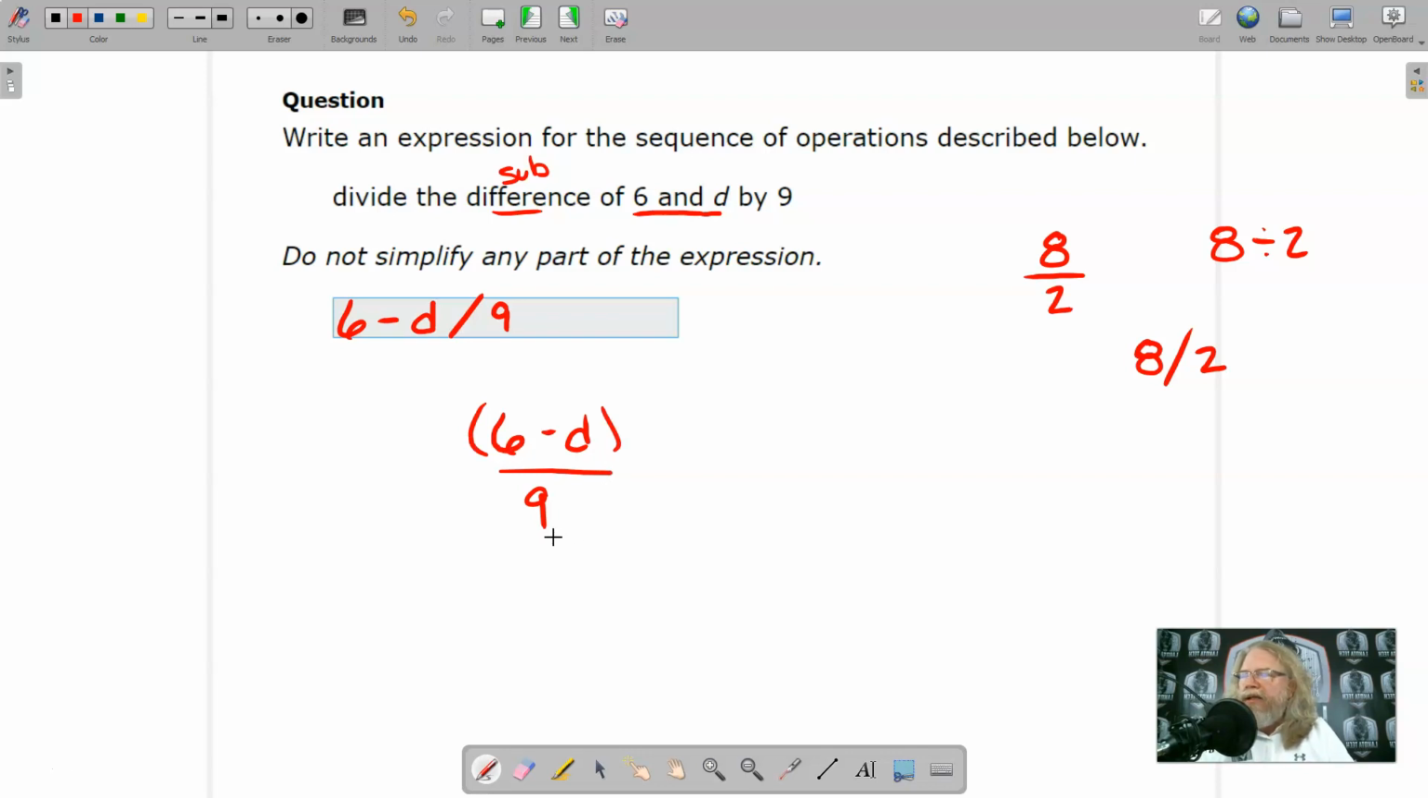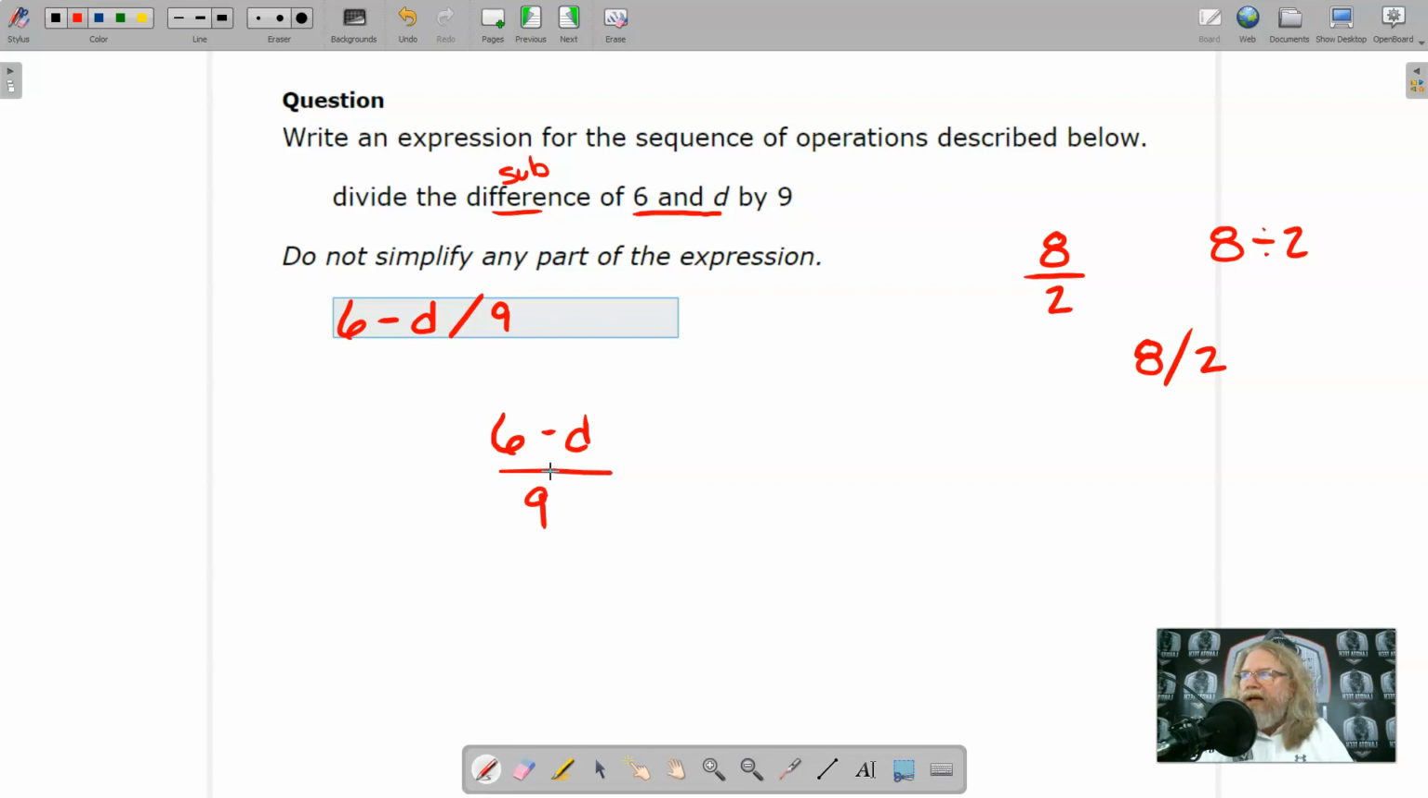Well, the thing about it is that whenever we work with fractions, the numerator and the denominator are like their own separate groupings. It's just assumed that there are parentheses around them already. So parentheses around anything in a numerator or denominator are not necessary unless, of course, part of your expression would require some order of operations within the numerator or the denominator. But in this case, I just have to subtract d from 6 in the numerator and then divide that difference by 9.